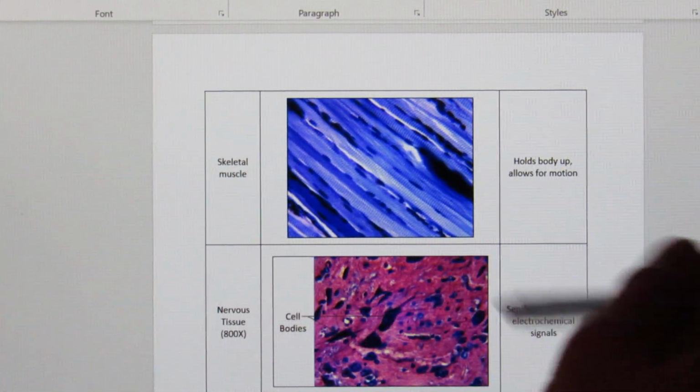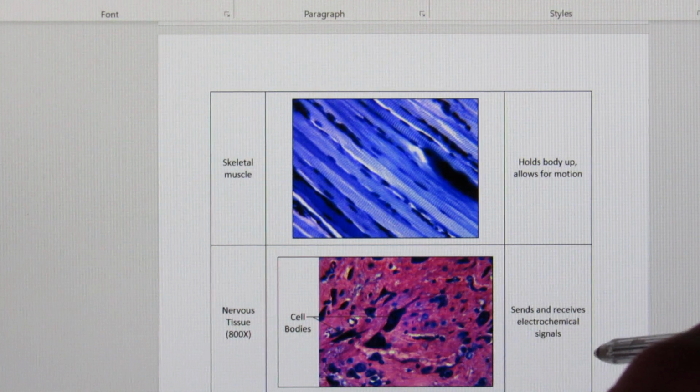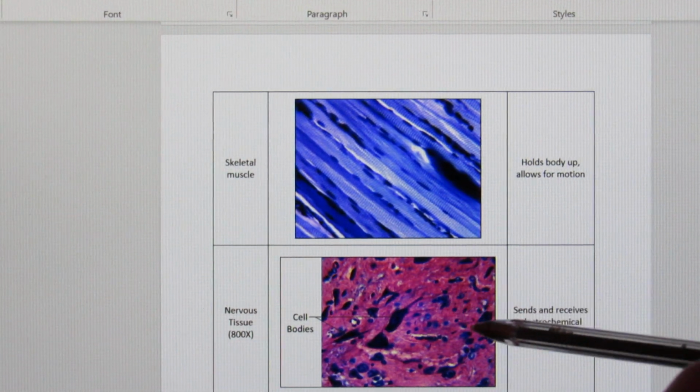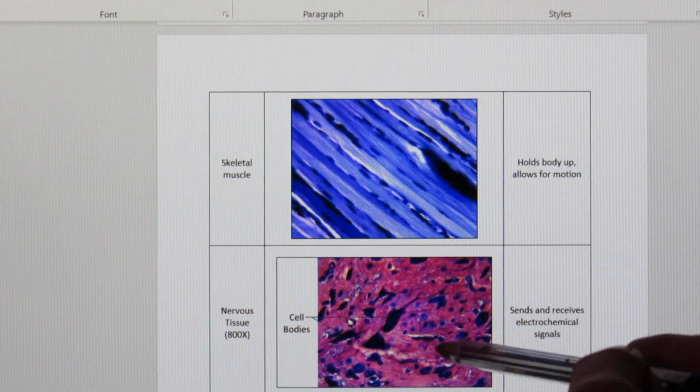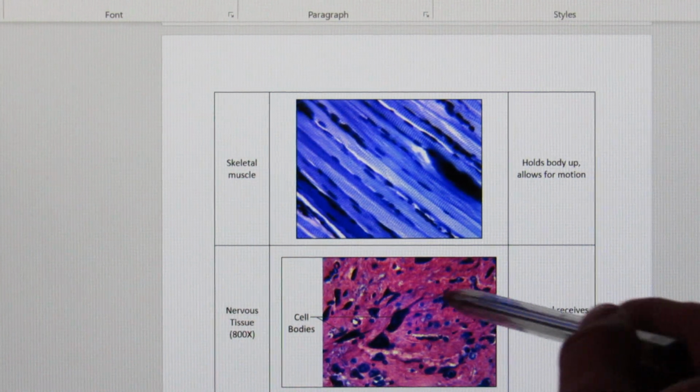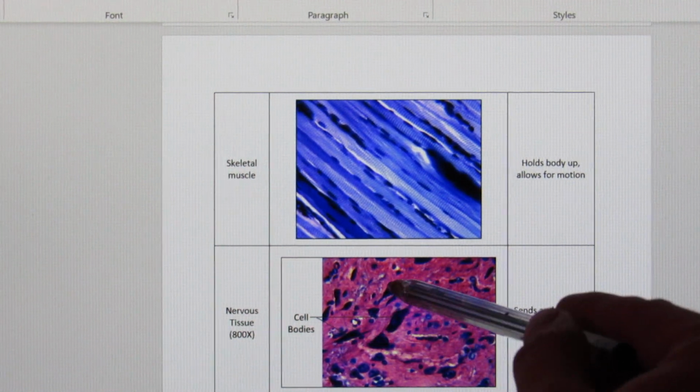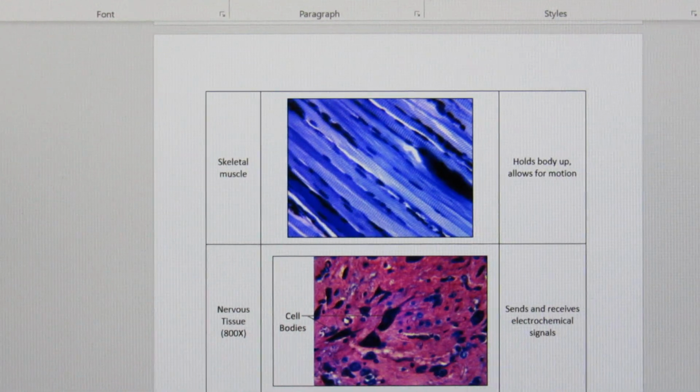And then lastly we have the nervous tissue. These send and receive electrochemical signals throughout the body. As you can see, the cells themselves are quite few throughout.